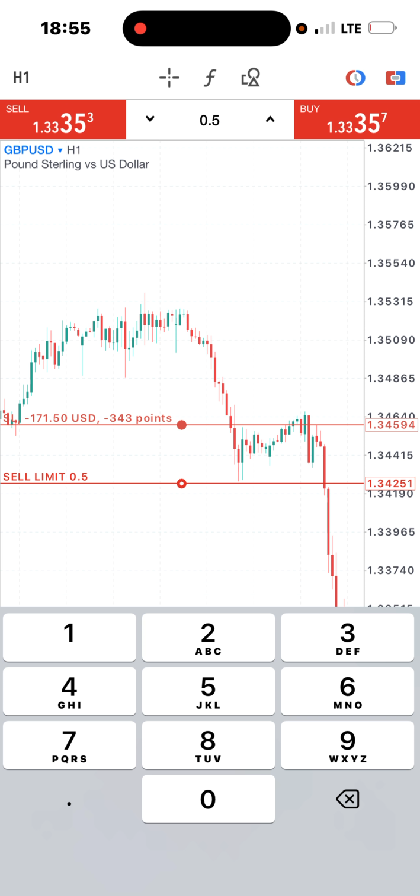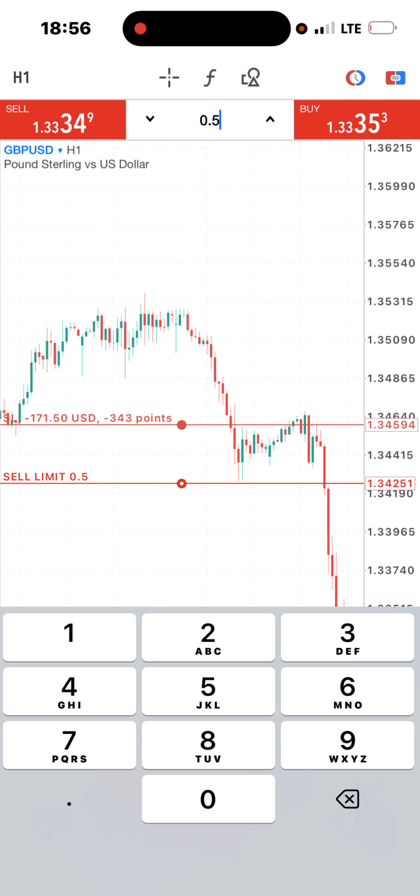Don't forget currently the lot on this account is 0.5. That means 5 mini lots. Don't forget mini lot is 0.1. So that means 5 mini lots. Now, how did this account arrive at 171.5? If you multiply 34.3 times 5 mini lots, for every pip moved, a mini lot is giving you $1 for every pip. So just multiply 34.3 pips times 5. That is how we arrive at 171.5.